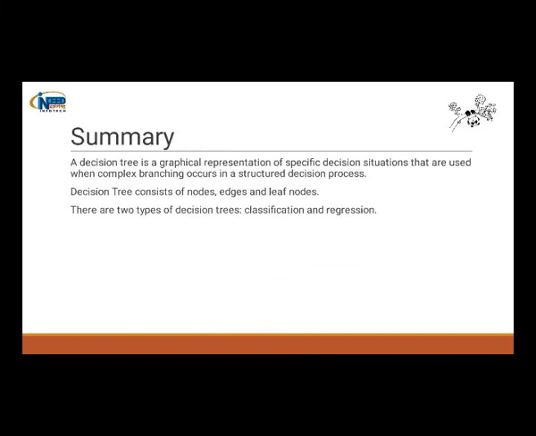At the end, we will discuss today's presentation's summary. A decision tree is a graphical representation of specific decision situations that are used when complex branching occurs in a structured decision process. A decision tree consists of nodes, edges, and leaf nodes. There are two types of decision trees: classification and regression.